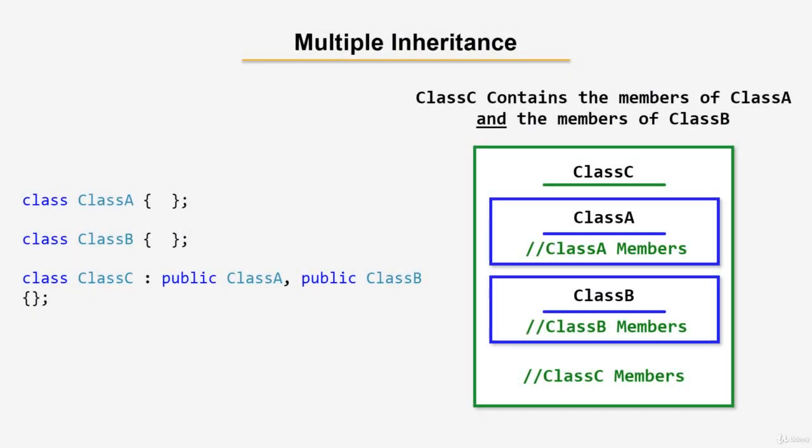Here's a quick illustration for you on multiple inheritance. To the left we have the examples. We have class A and class B, and then class C is going to publicly derive from both class A and also publicly from class B. To the right we can see that class C is going to contain the members of class A and the members of class B, in addition of course to its own members. You can already start to think of some of the problems and conflicts that you can have with this type of inheritance, and I'll show you a quick example next in Visual Studio.